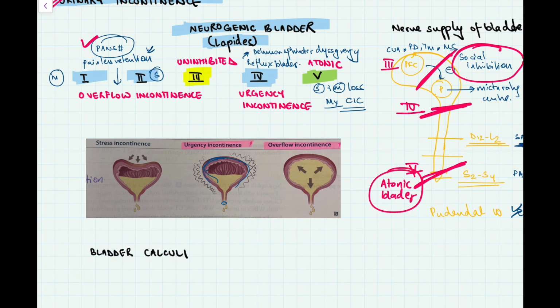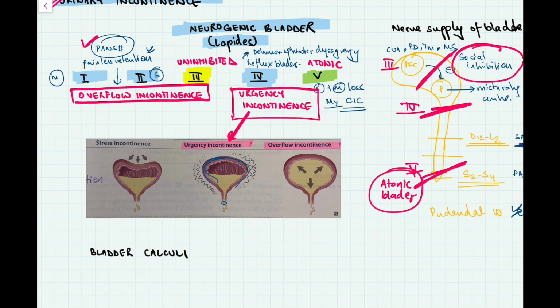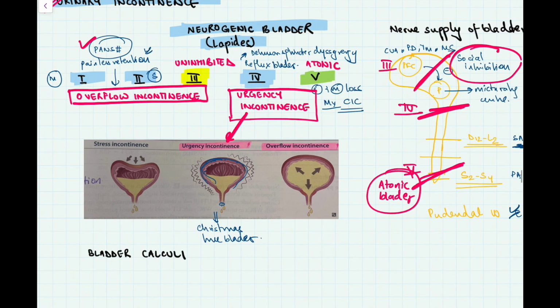Now we will talk about type 1, 2 and 4, right? Type 1 and 2 being overflow incontinence and type 2 being urgency incontinence. So basically this is type 4, and as we already talked, there is detrusor sphincter dyssynergy and this is what gives the appearance of a Christmas tree bladder. The patient, due to detrusor overactivity, will have problems of leak and will also have the urgency to void immediately. Therefore, it is known as the urge incontinence, right?